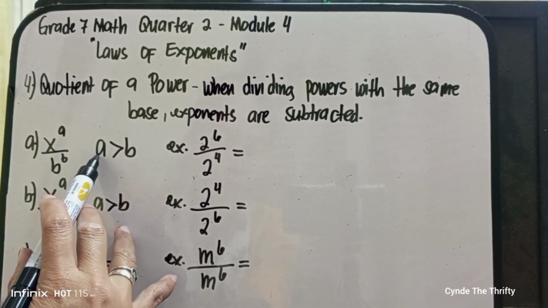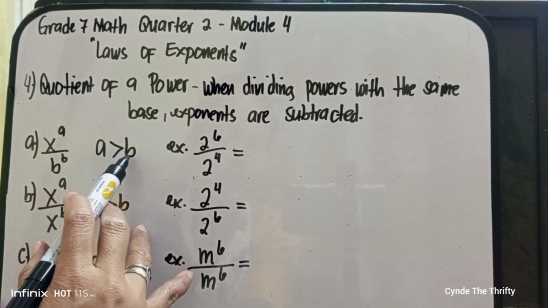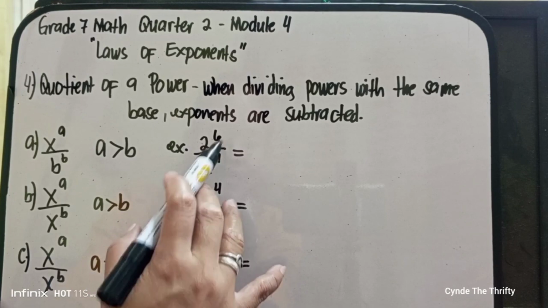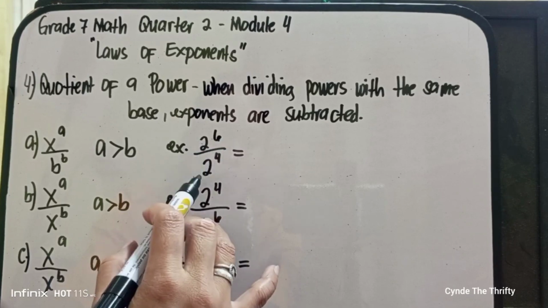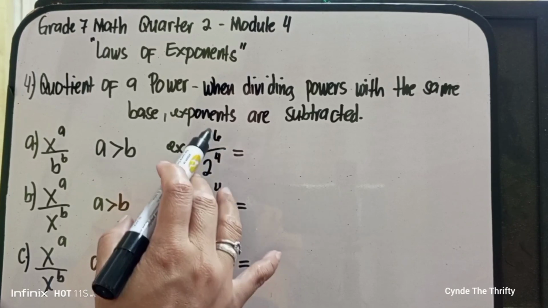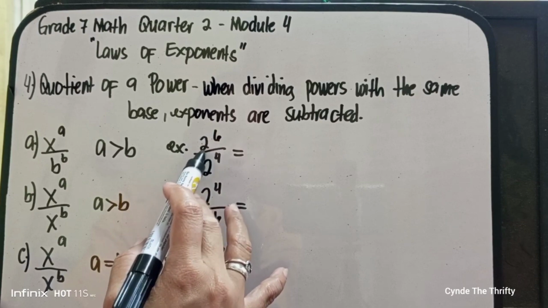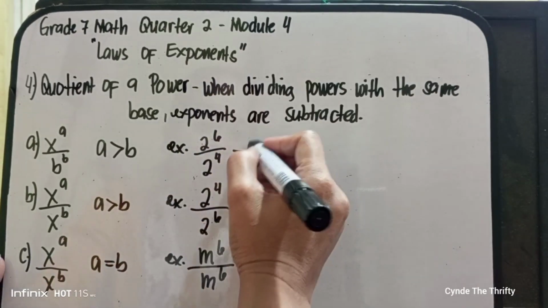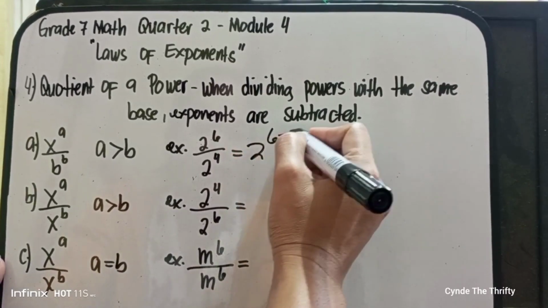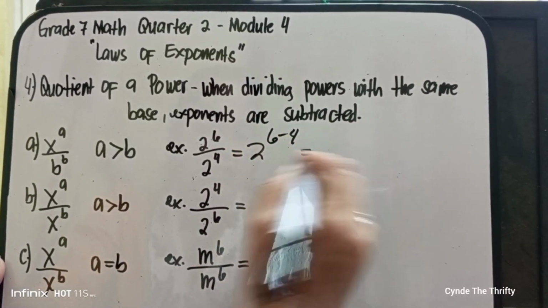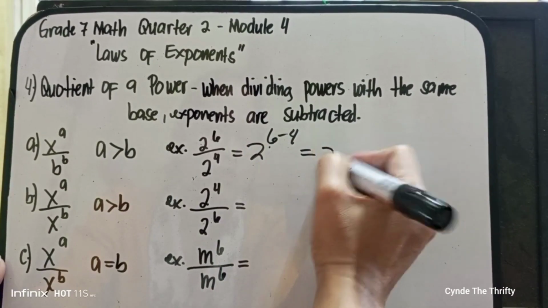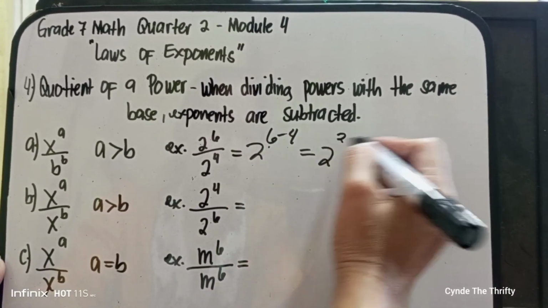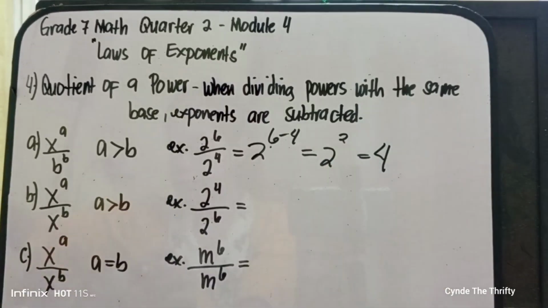Kapag ang exponent ng numerator is mas malaki kaysa exponent ng denominator, ang gagawin natin is isubtract lang natin, kopyahin natin yung base kasi may magkaparehong base sila, and isubtract natin ang kanilang exponent. So, 2 raised to the power of 6 divided by 2 raised to the power of 4. So, magiging 2, isubtract lang natin ang exponent, that is 6 minus 4. So, 2, 6 minus 4 equals 2. So, 2 squared is equal to 4.